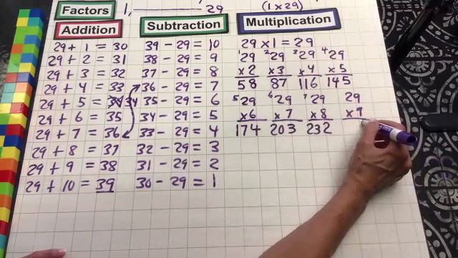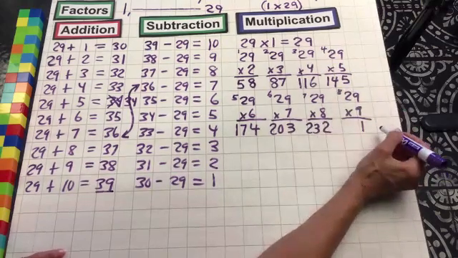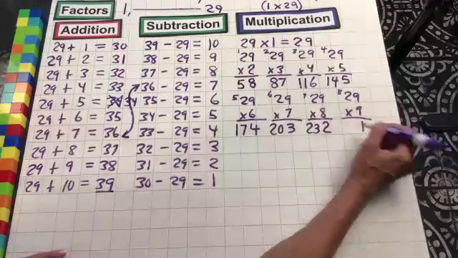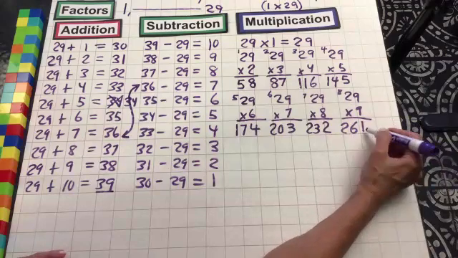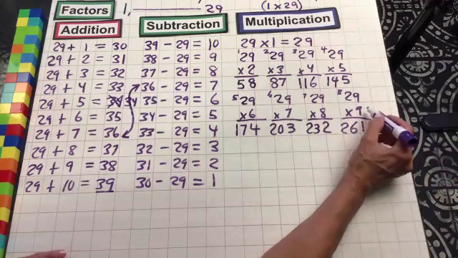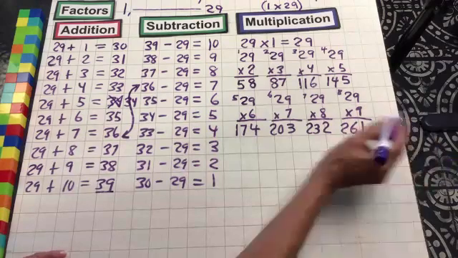9 times 9 is 81. Drop the 1, add the 8. 9 times 2 is 18, plus 8 is 26. And remember, since we're dealing with 9 here, 1 plus 6 plus 2 is 9. So we got them right.